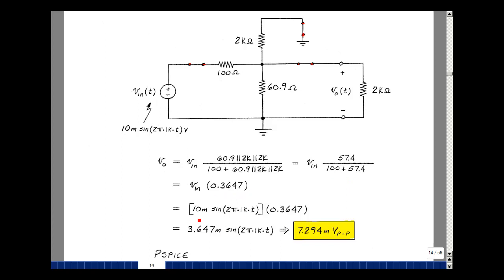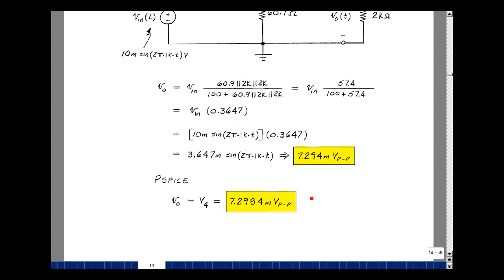But our input is a 10 millivolt sine wave at 1 kilohertz. Multiplying this out, I get 3.647 milli times the sine of omega t, and the peak-to-peak value is twice this. I used the cursor to get the peak-to-peak value, and that was 7.2984 millivolts. So these two numbers are very close to each other, really within the default accuracy of PSpice, or SPICE, which is 0.1%. Take a look at what happens now when we change the voltage from 2 volts to 10 volts.